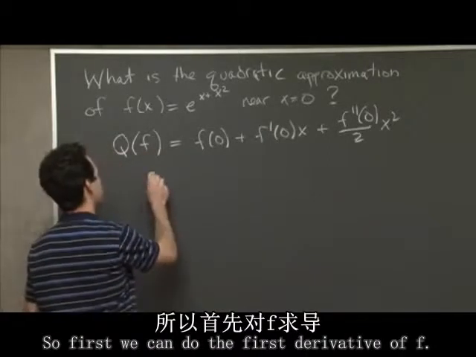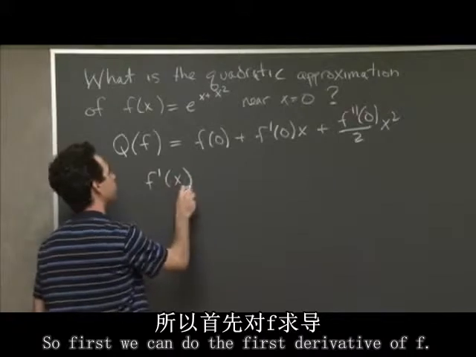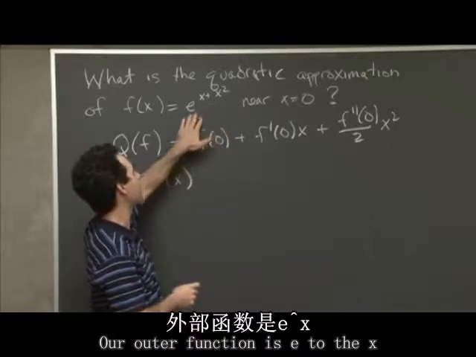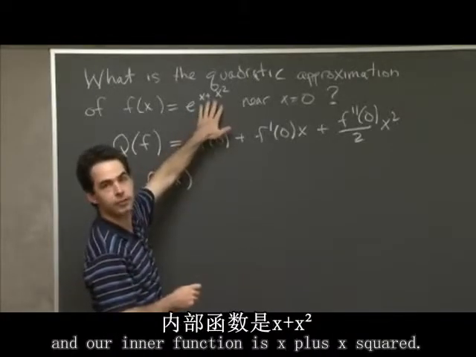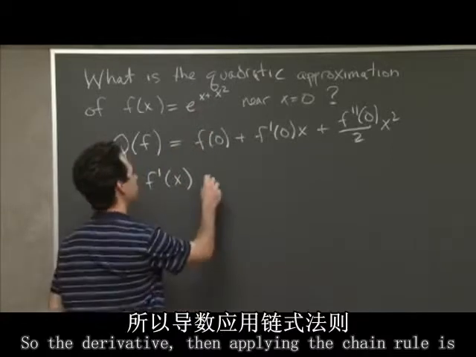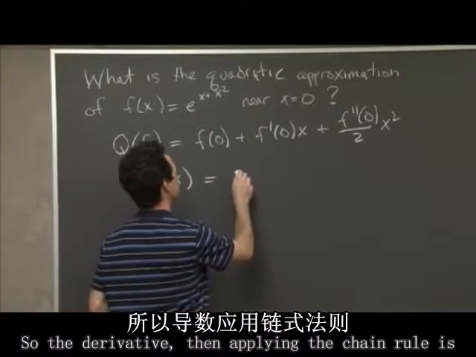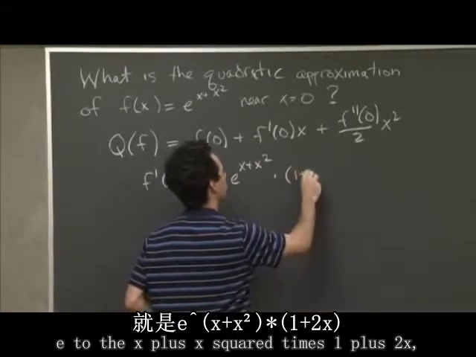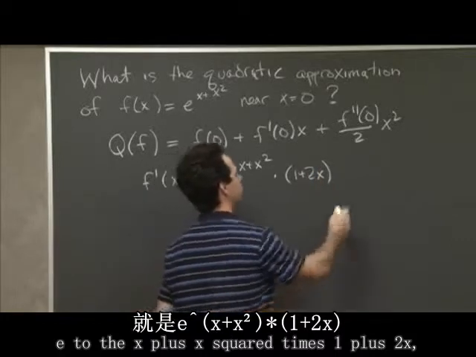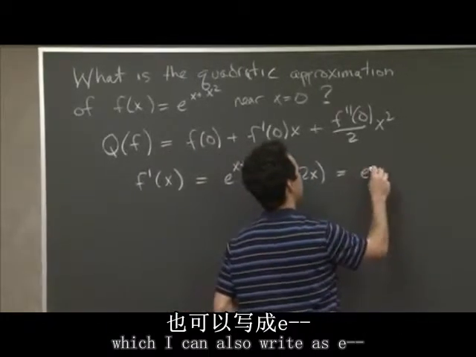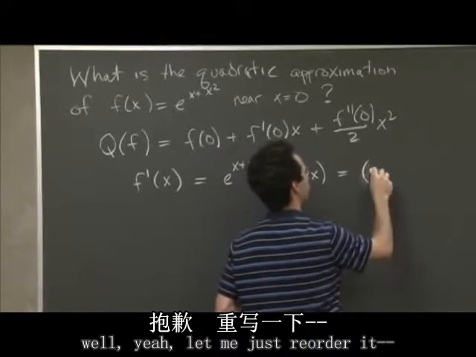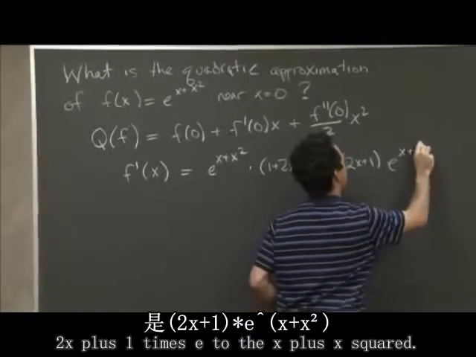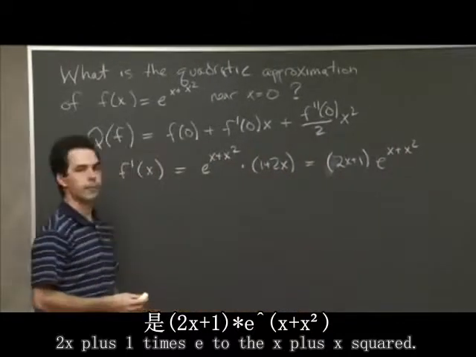First we can do the first derivative of f. For that, it's just a straightforward application of the chain rule. Our outer function is e to the x, and our inner function is x plus x squared. So the derivative, applying the chain rule, is e to the x plus x squared times 1 plus 2x, which I can also write, let me just reorder it, as 2x plus 1 times e to the x plus x squared. OK, so that's the first derivative.